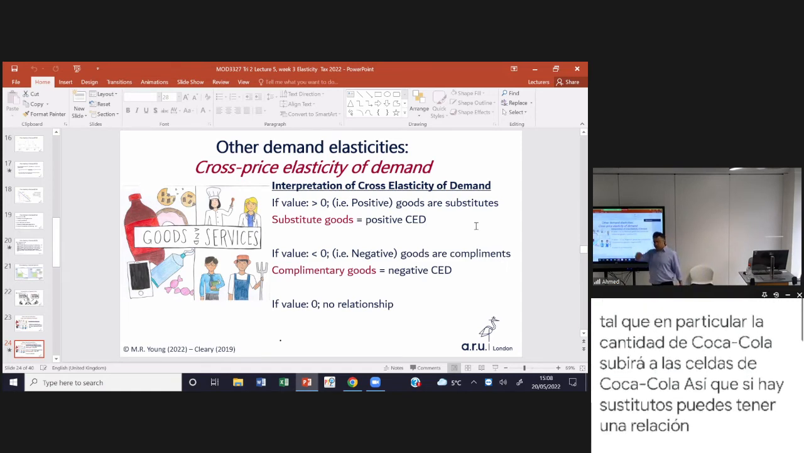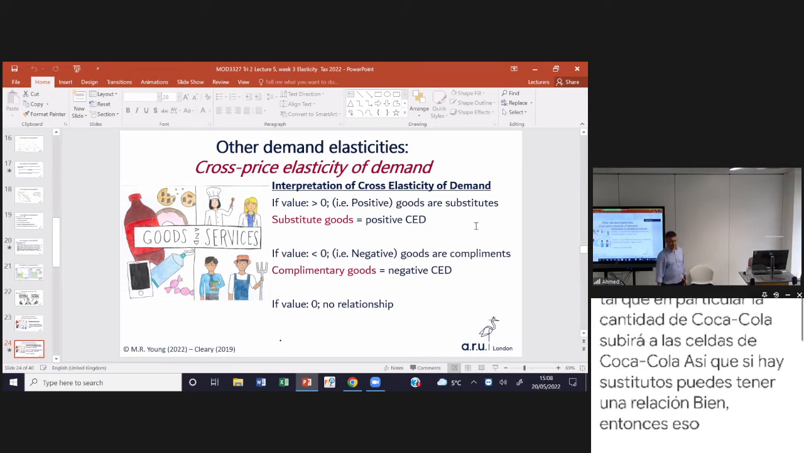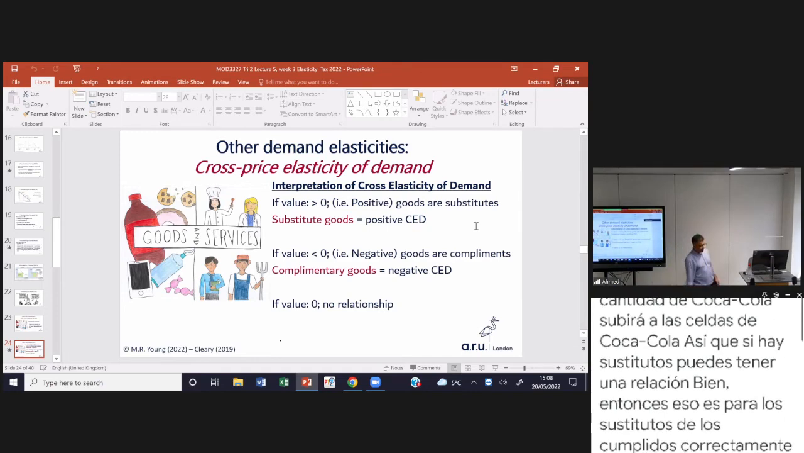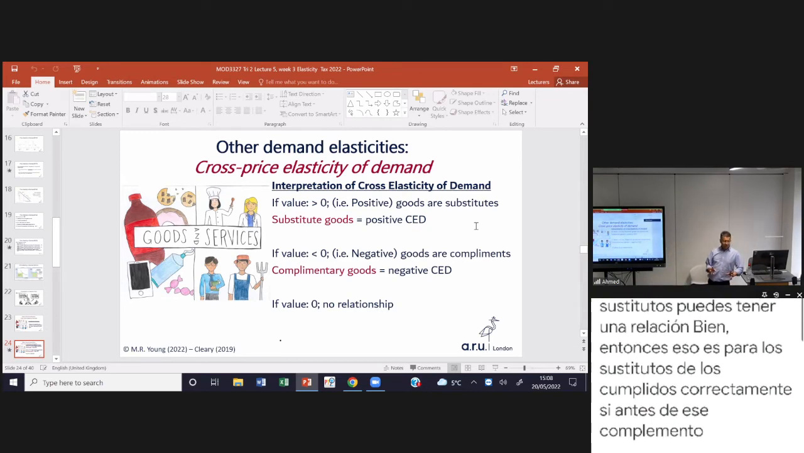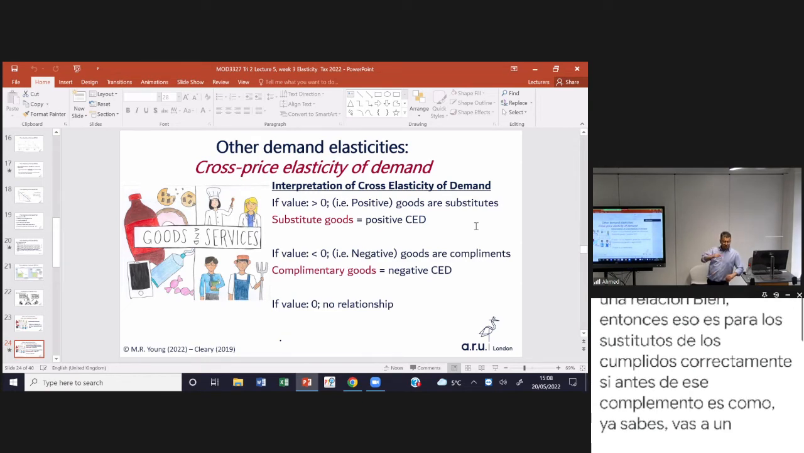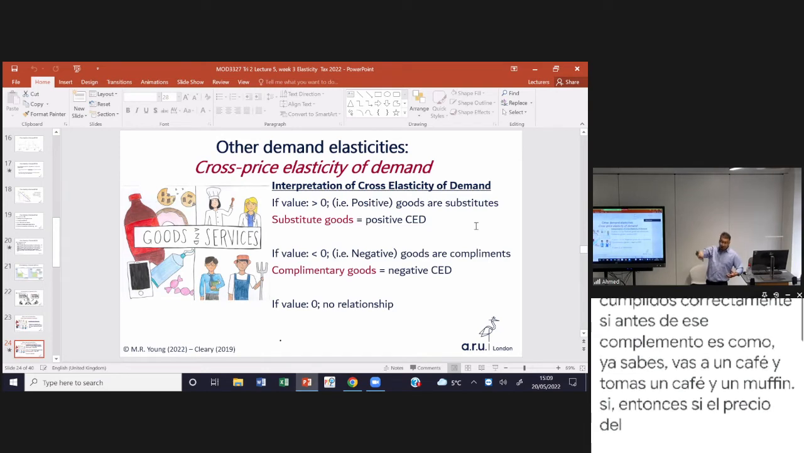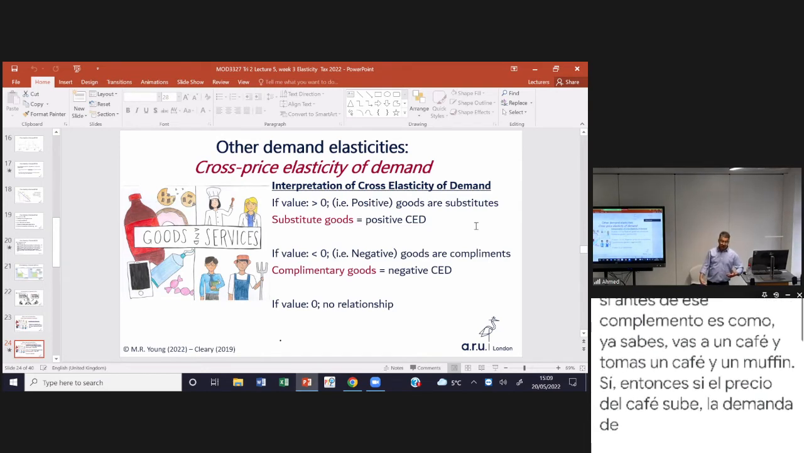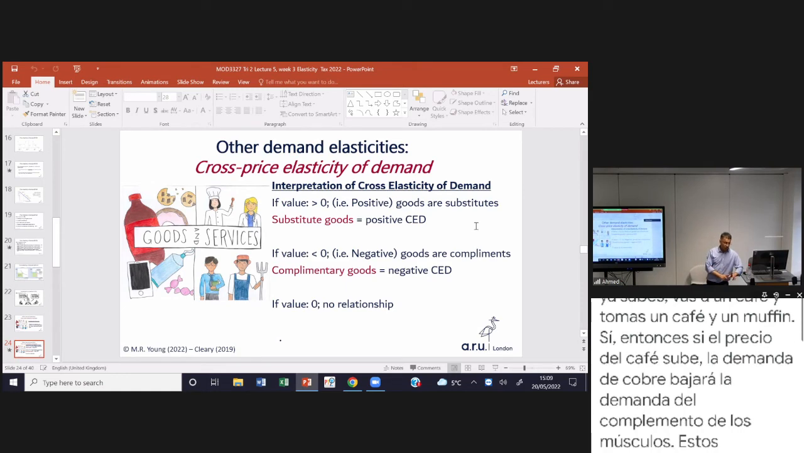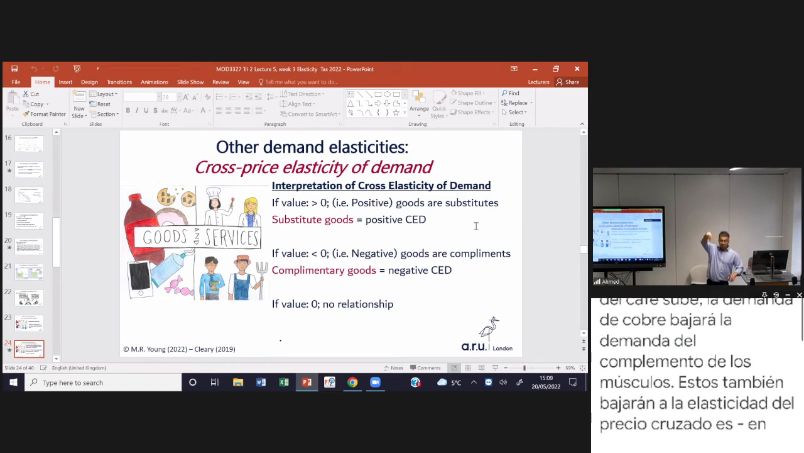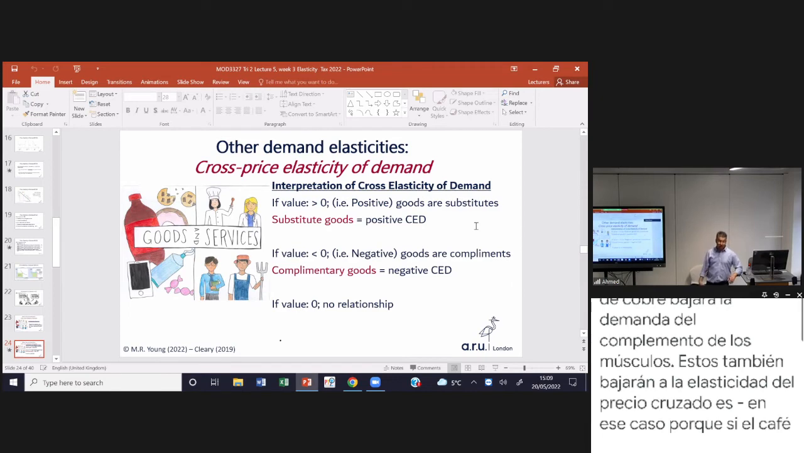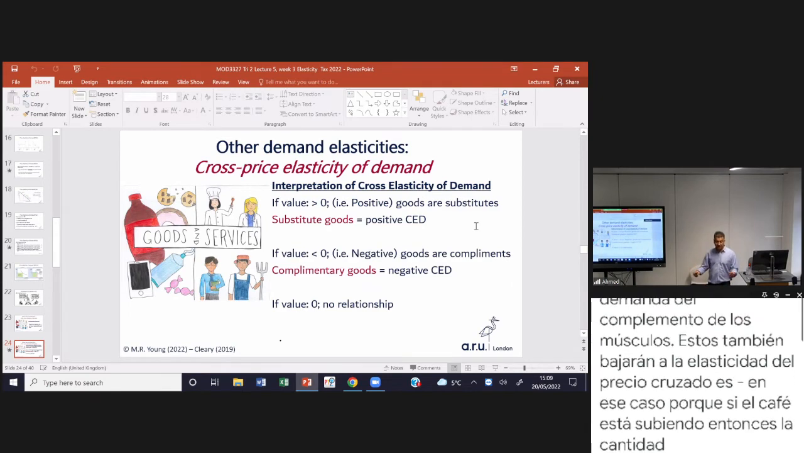For complements, it's the opposite. A complement is like when you go to a cafe and you get a coffee and a muffin. If the price of coffee goes up, the demand for coffee will go down, but the demand for the complement, the muffins, will also go down. So the cross price elasticity is negative in that case, because they complement each other, they go together.